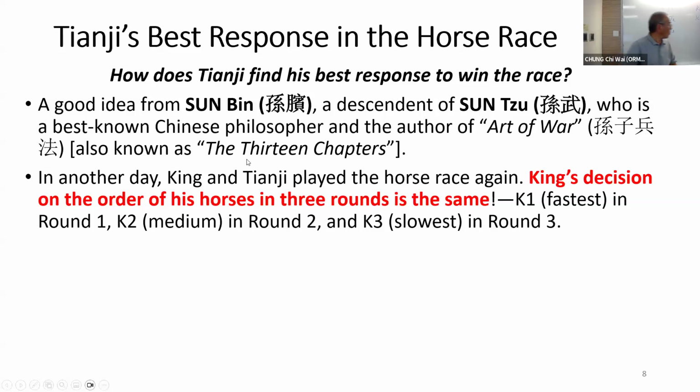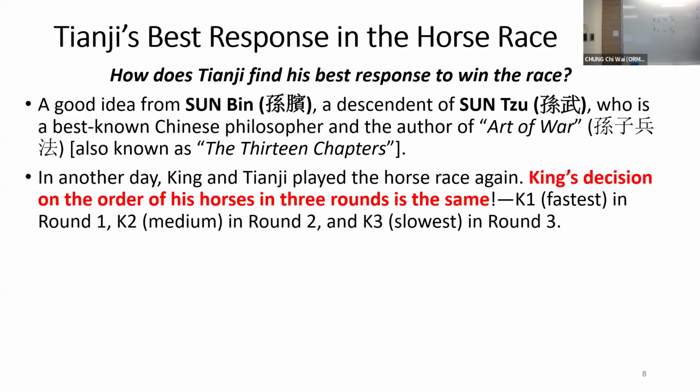This time, Tenji changes the order. So here, the King is inactive, not rational. The King keeps the same order. In the first round, play the fastest horse. Round 2, play the medium horse. And round 3, play the slowest horse.